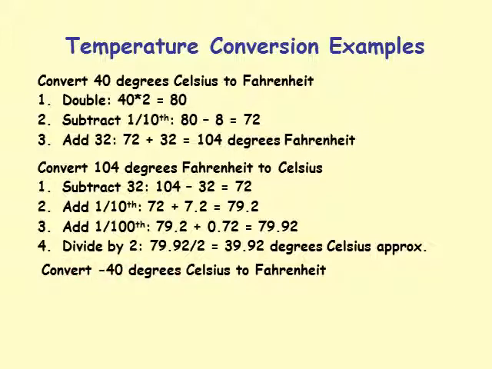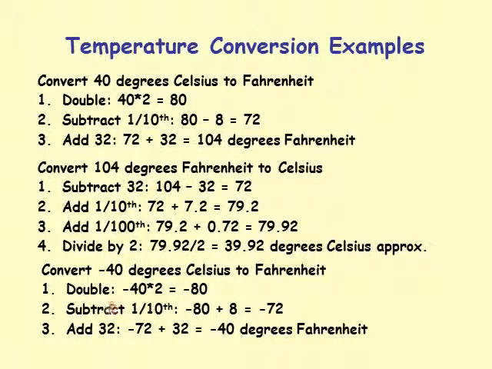Let's do another example. Convert minus 40 degrees Celsius to Fahrenheit. Double: minus 40 times 2 is minus 80. Then we subtract a tenth. A tenth of minus 80 is minus 8. So we subtract minus 8, which gives minus 80 plus 8, which is minus 72. Now we add 32. Minus 72 plus 32 is minus 40 degrees Fahrenheit. So minus 40 degrees Celsius is minus 40 degrees Fahrenheit. Let's continue.